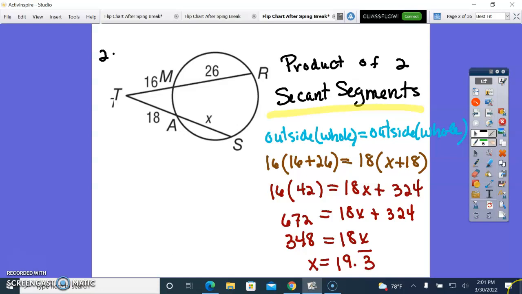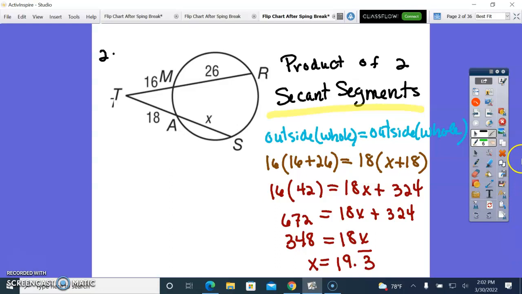The law says you take the outside portion of the secant segment times the whole thing, and that equals the outside secant segment times the whole thing on the bottom. So if you look, we have 16 times the entire thing, which would be 16 plus 26, equals the outside secant segment, which is 18, times the whole thing, which is x plus 18. And then I did the algebra.